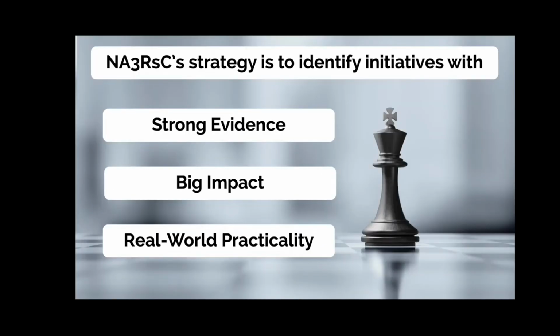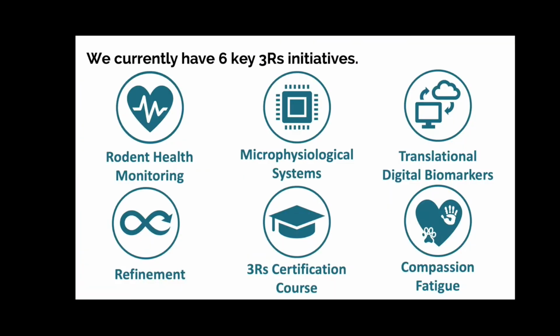Our strategy is to identify initiatives that we believe have strong scientific evidence to support their use, will ultimately make a big impact in the field, and importantly, have real-world practicality. We currently have 6 key 3Rs initiatives focused on rodent health monitoring, microphysiological systems, translational digital biomarkers, refinement, creation of a 3R certification course, and compassion fatigue resiliency.